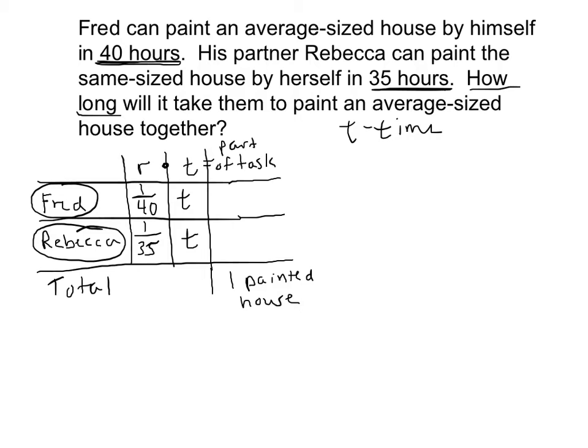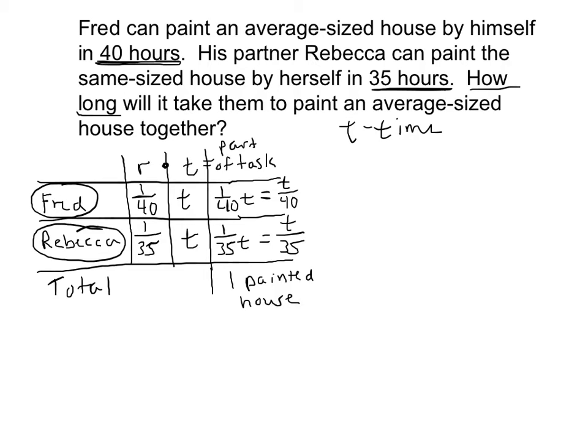that is completed. So for Fred, that becomes 1/40th times t, or I prefer to write this as a rational expression and say it's t over 40. You'll find that working with your equation, it may be a little easier to write it that way. For Rebecca, we have 1 over 35 t, or t over 35.